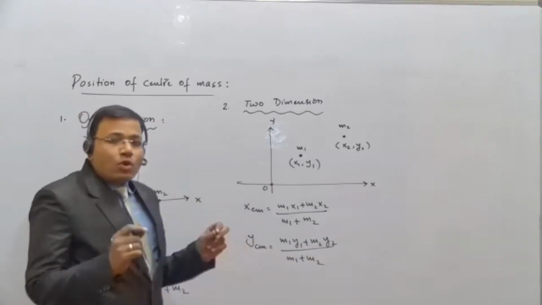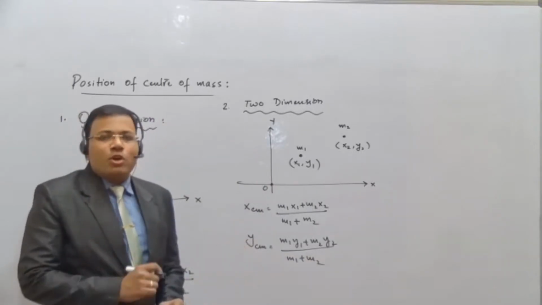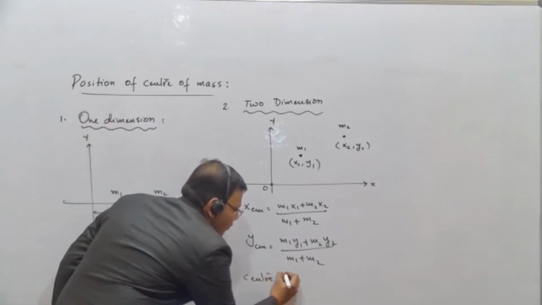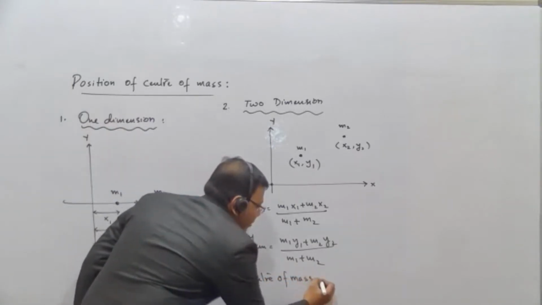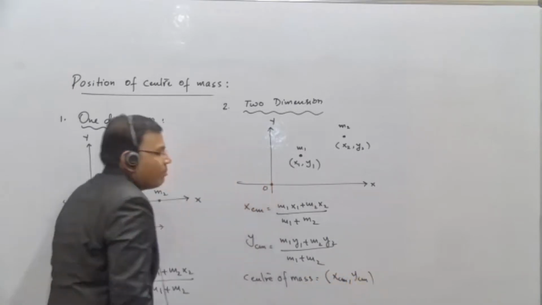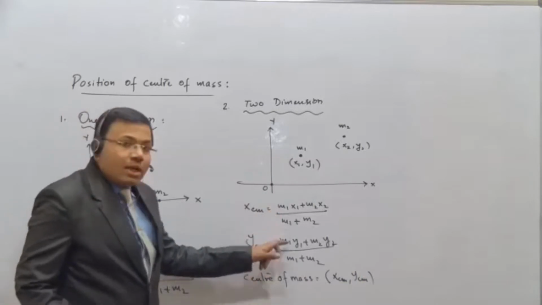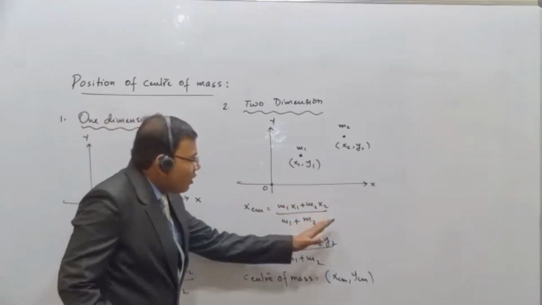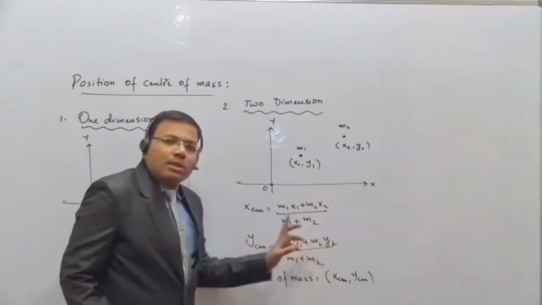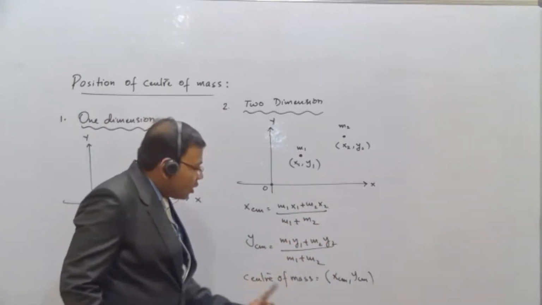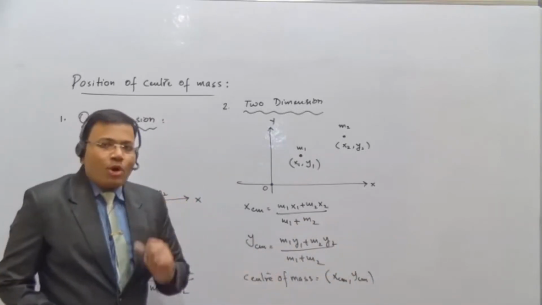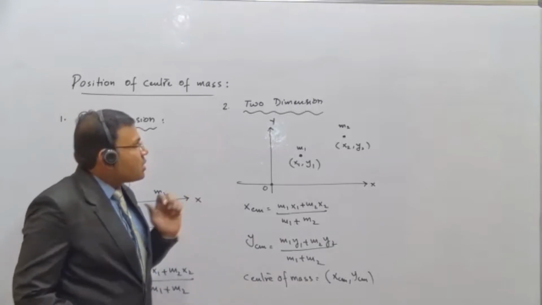Now I want to specify the position of the center of mass. In center of mass, how to specify this? This is xcm comma ycm. Means after getting the result of this and this, suppose we solve this and I am getting the answer as 2, and solving this, the answer comes as 3. Then the center of mass will be 2, 3. That is point wise. So I hope you have understood this in 2 dimensions also.